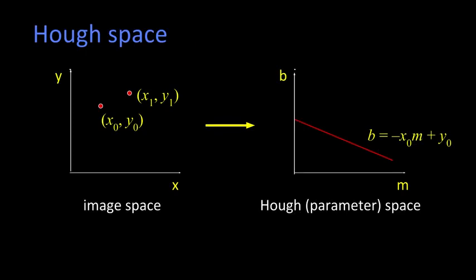Well, that's going to be another line, right? That's going to be a line with b equals minus x1 m plus y1. And so now here's the really cool question. What line would be consistent with both points? Well, it has to be the point where these 2 lines in Hough space intersect, because that's the m and b that's consistent with being on a line that goes through x0, y0, and on a line that goes through m1, b1. And this, ladies and gentlemen, boys and girls, and all you interested parties, this is how we're going to find lines from points.